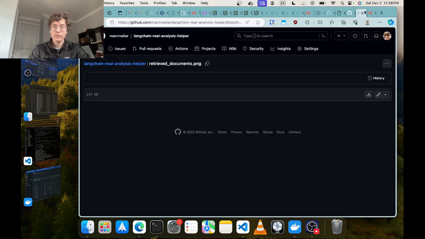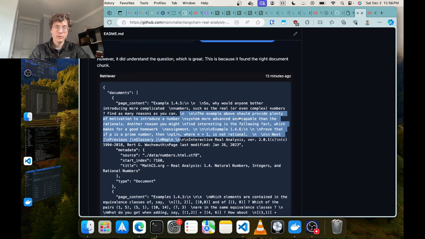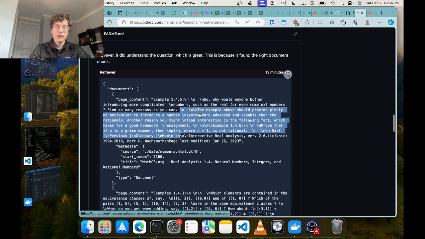However, it did find the right chunk. You see this? Example 1.4.5. So this is a good chunk, right? It has the example 1.4.5. So this is actually the most important document. It does rank these documents by most important, and this was the most important document that it found relevant to the question, which is fantastic. This is exactly what we wanted. It has enough space for the example, and it has enough space also for the question, which is ideal.